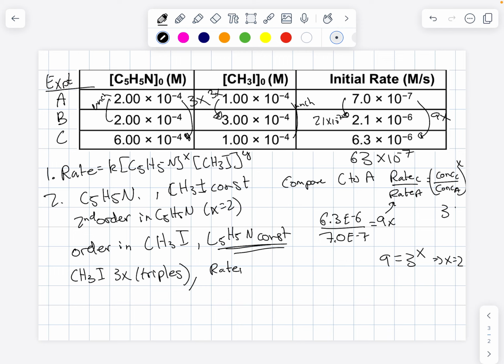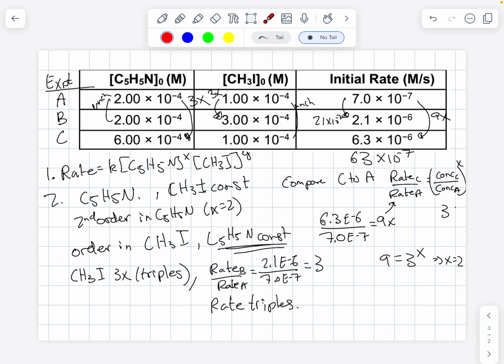Again, if you want it in math, rate B over rate A is equal to 2.1 e minus 6 over 7.0 e minus 7, which is equal to 3. So the CH₃I triples, and the rate triples as well. Just knowing what we know about relationships here, if my independent variable increases by a factor and the dependent variable increases by that same factor, that's a direct or linear relationship. So this is going to be linear, which is first order.